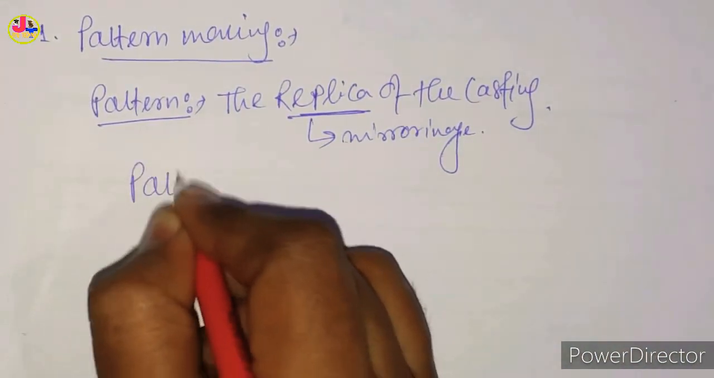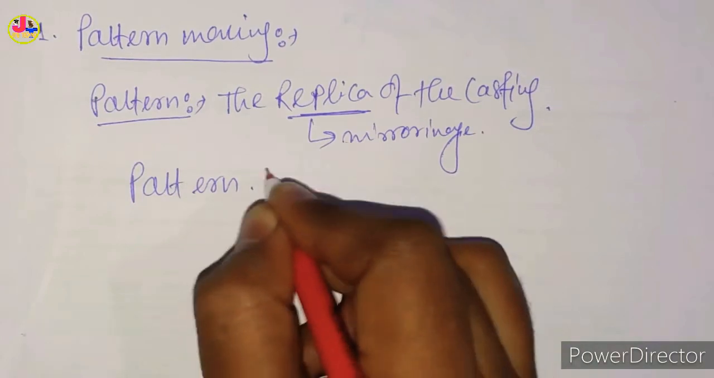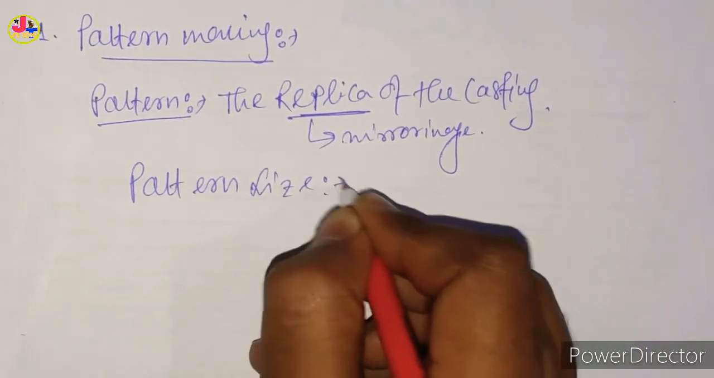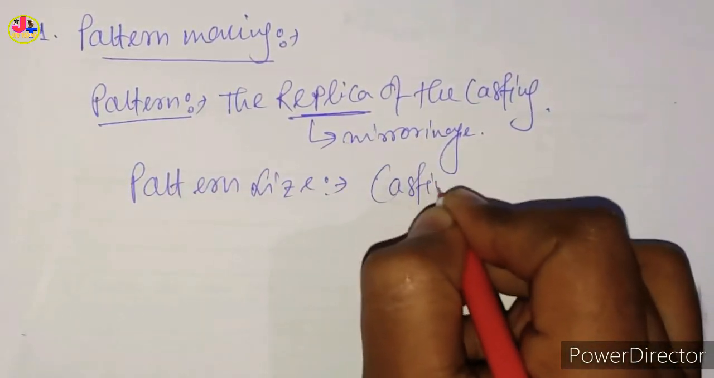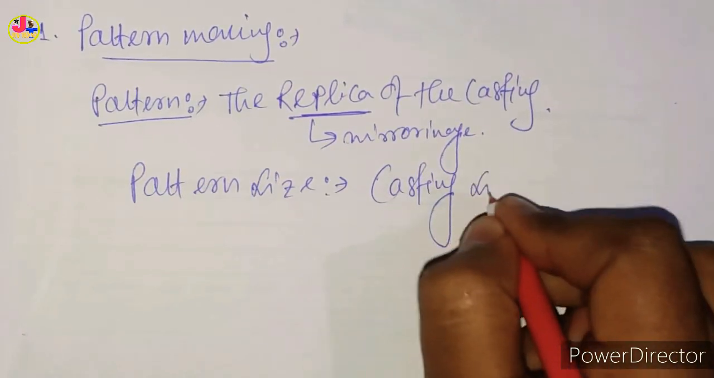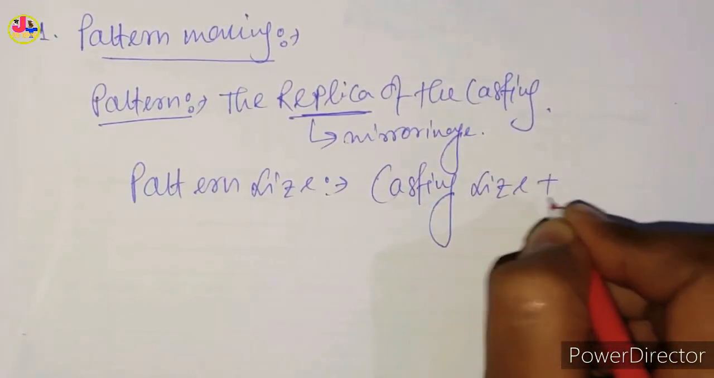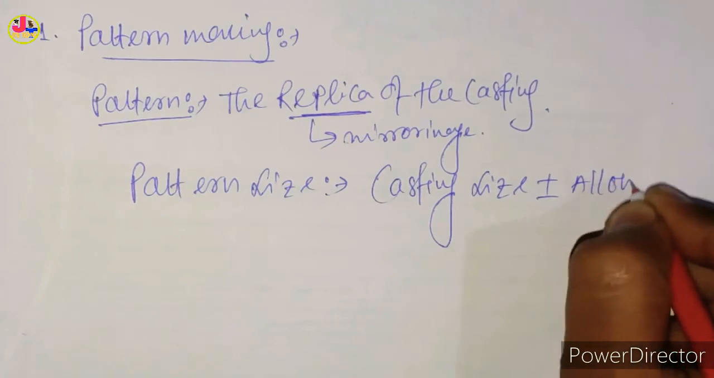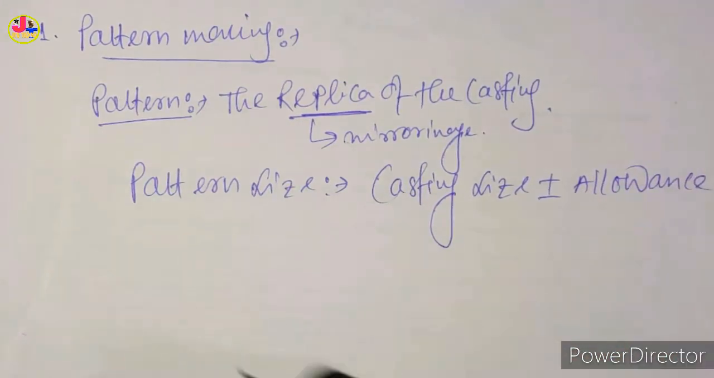Now we are discussing the pattern size. What is pattern size? Casting size plus minus allowance. So this is the pattern size.